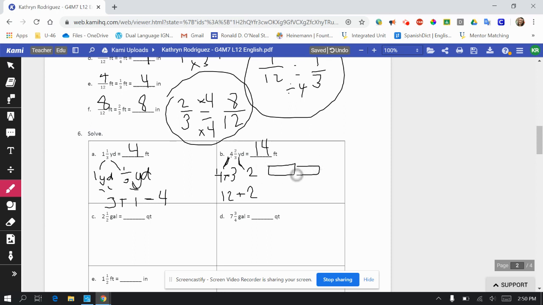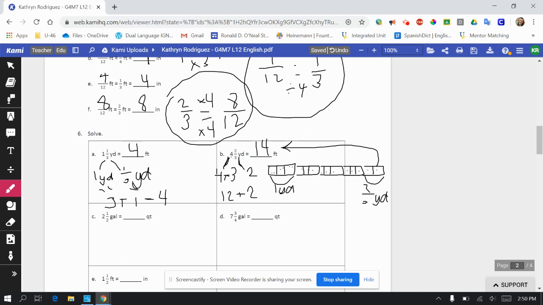If you're drawing a picture of it, it might look like this. 1, 2, 3, 4, where each of those is 1 yard, and you're dividing into 3 pieces. So each 1 yard has 3 feet. And then you have 2 more pieces for the 2/3 of a yard. So then you're counting 1, 2, 3, 4, 5, 6, 7, 8, 9, 10, 11, 12, 13, 14. Lots of ways to get the same answer. I love that about math.